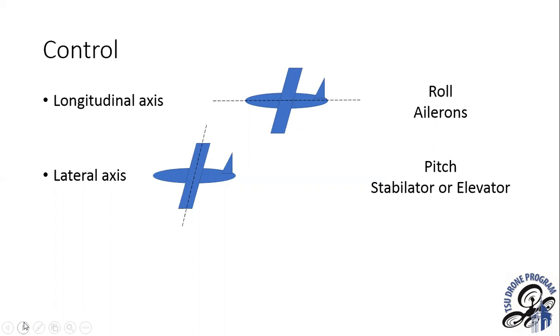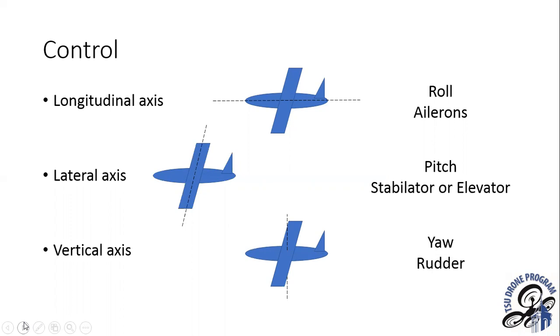And then the last axis of rotation is the vertical axis, which runs directly through the aircraft from top to bottom through the very center. And rotation around this axis is called yaw, and it is modified by the rudder.